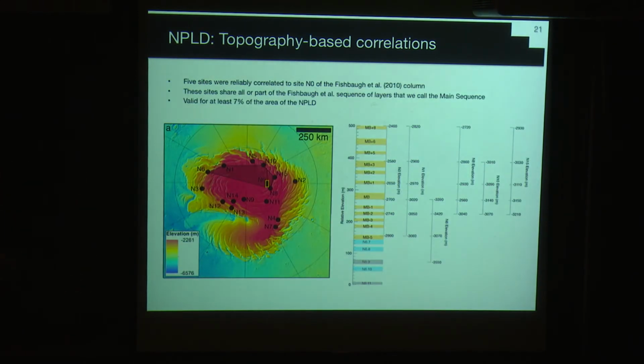And so we did that for a number of sites, and we were able to correlate 5 sites to N0. These 5 sites, or these 6 sites if you include N0, are shown here, and that covers about 7% of the area of the NPLD, and it includes the sequence of layers that was measured by Fishbaugh et al. in 2010, which we call the main sequence. We basically conclude that that sequence probably is valid at that resolution for at least this area of the cap.